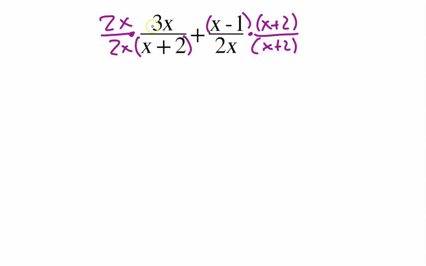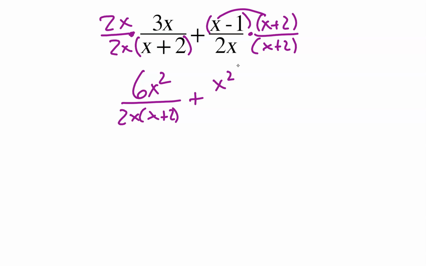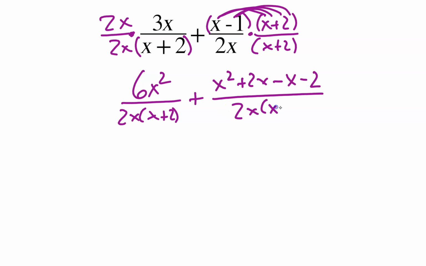Now if I simplify this left fraction, 2x times 3x is 6x squared, and the denominator is 2x times x plus 2. On this other side, I have x minus 1 times x plus 2, so I'm going to have to use the distributive property here. x times x is x squared, and x times 2 is 2x. And minus 1 times x is minus x, and minus 1 times 2 is minus 2. On the bottom, I also have 2x times x plus 2. So now we can see our two expressions have the same denominator.